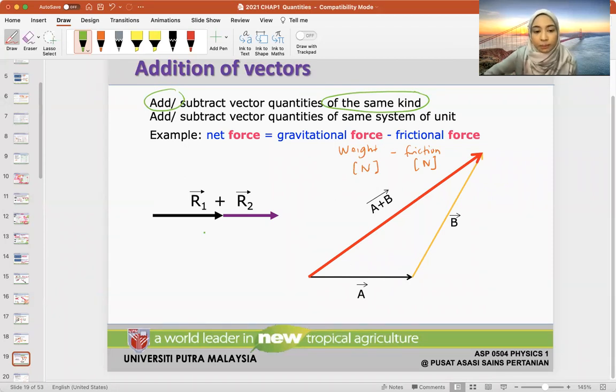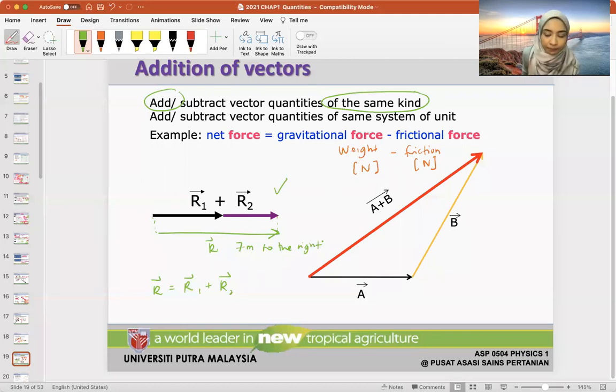Okay, so let's do one example. We have R1 vector with R2 vector. They are in the same direction. The length is not necessarily the same. They look different. Boleh tambah tak? Boleh. This is quite straightforward. So the answer would be the resultant vector. The resultant vector of R1 and R2 is this arrow. So whatever the length is to the right, let's say it's 7 meter to the right. So that is your R vector or resultant vector.